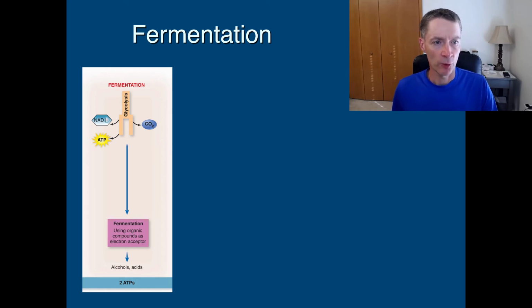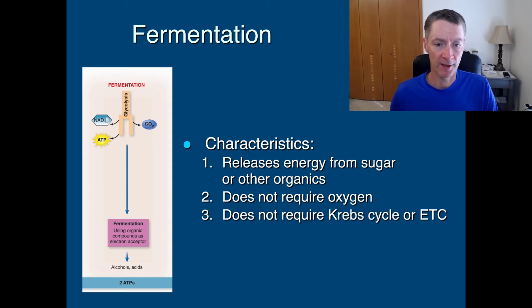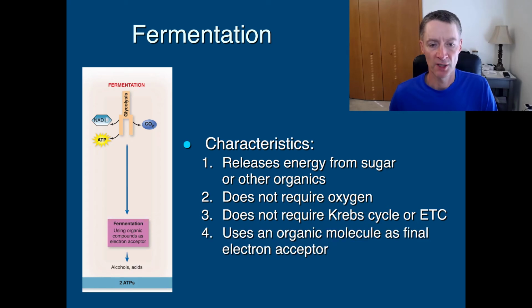So you might have glucose, it's being broken down partially, and these are the characteristics of fermentation. One thing is that it releases energy from sugar or other organics, right? Well, the amount of energy is going to be less because it's just basically glycolysis, right? So we're looking at on the order of a couple of ATPs. This does not require oxygen. We just talked about that. And it does not require the other parts of respiration, right? So we don't need the Krebs cycle or electron transport chain to get the ATPs from the glucose with fermentation.